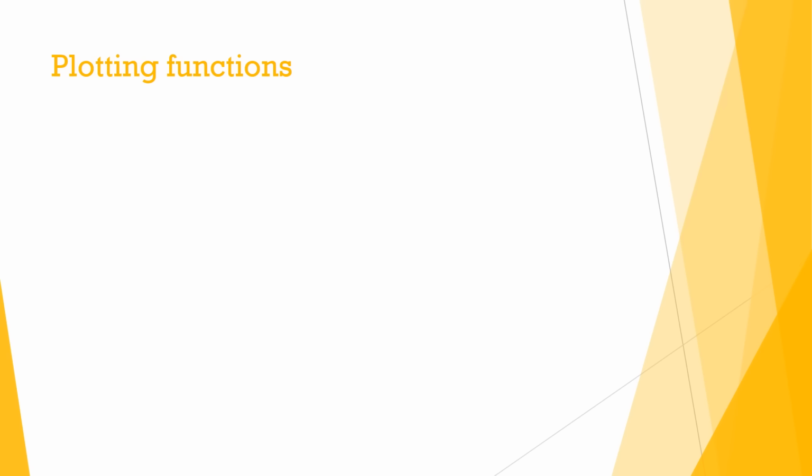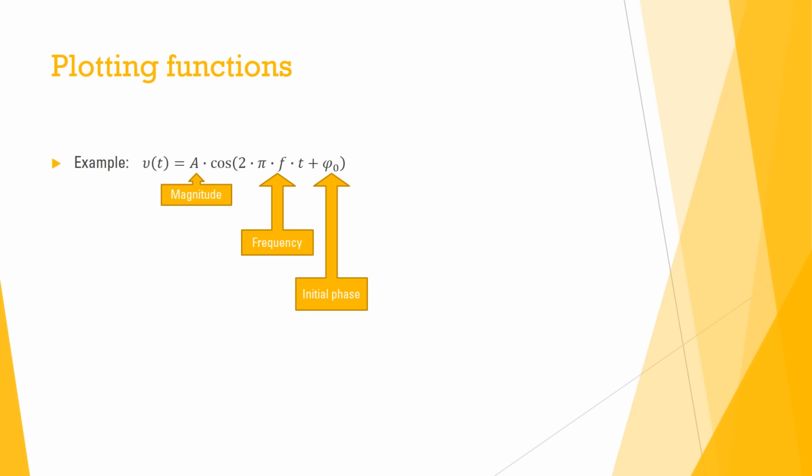For example, if the problem is to graph a cosine function, you need to fully understand all the properties of the cosine function. Here I have written the cosine function with all the parameters that characterize its behavior. A is the magnitude, F is the frequency, and phi naught is the initial phase.